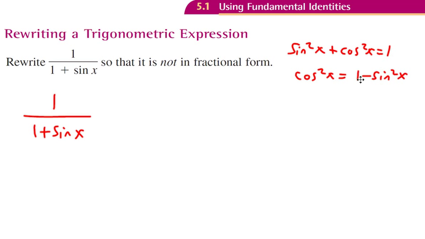Now, if I factor this, do you notice that this is the difference of squares? This is the same thing as 1 squared, and this is the same thing as sine of x squared. So I can say that cosine squared of x is the same thing as 1 plus sine of x times 1 minus, I'm going to run out of room here.